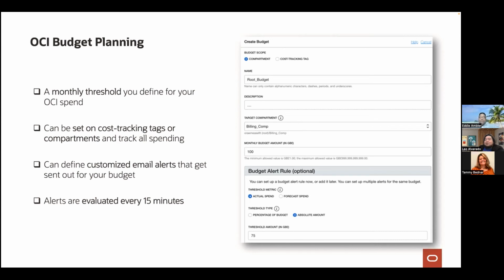Did you know that you have a tool in OCI that helps you to monitor your spend? It's called OCI budgets. You can create a budget for a certain scope, such as a specific compartment. You can set a threshold for that budget, and you can also define customized alerts that get sent out whenever that budget threshold gets hit. So you'll get a notification. This is very useful for cost tracking across different compartments and different departments.